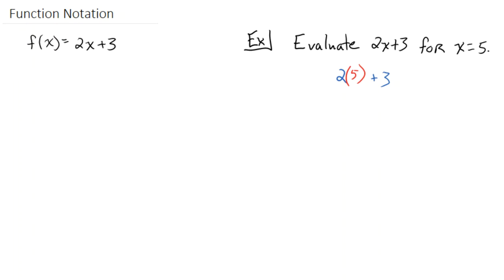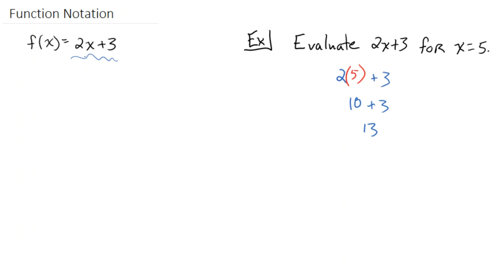And then once we get that value substituted in, we just do the math. 2 times 5 is a 10. And then we add 3 to that, and that gives us 13. So that's how we evaluate an expression. Now over here, you might have noticed that I chose to make my expression the same thing as what I have on the right side of the equal sign with my function here.